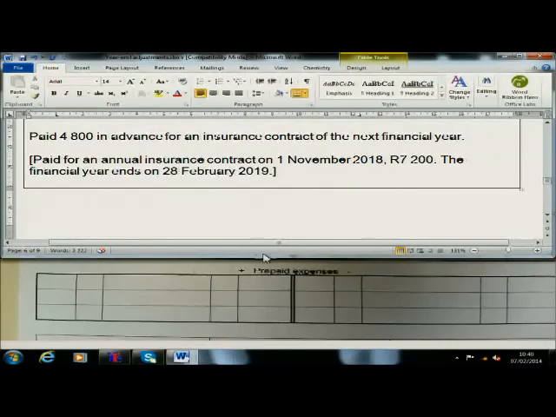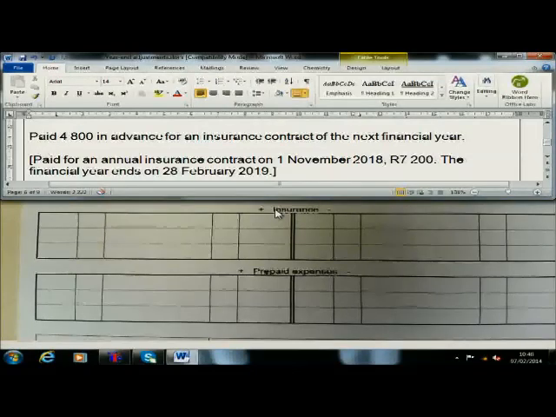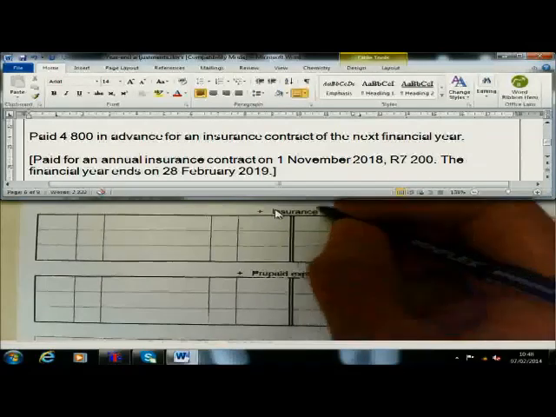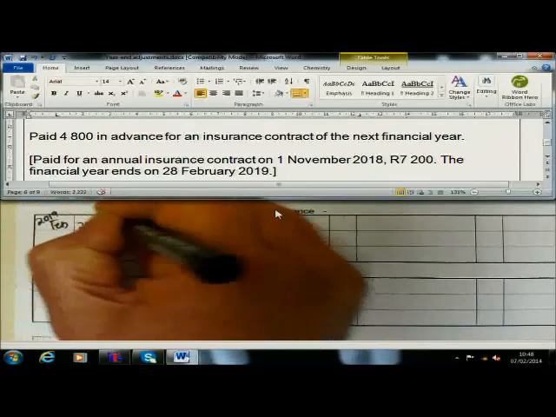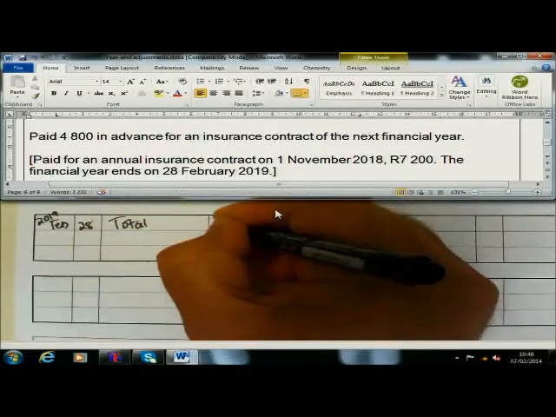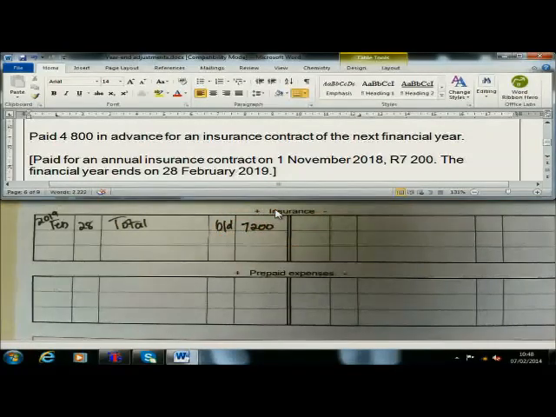4,800 rand in advance was paid for the insurance contract of the financial year. They also gave us the total amount they paid for an insurance contract on the 1st of November. We paid on the 1st of November. In your insurance on the last day of the year, you only see the total of 7,200 that you paid. The financial year ends on the 28th of February and we paid for an annual contract.